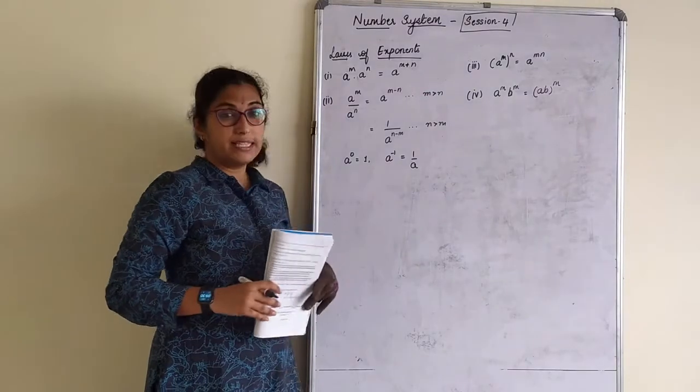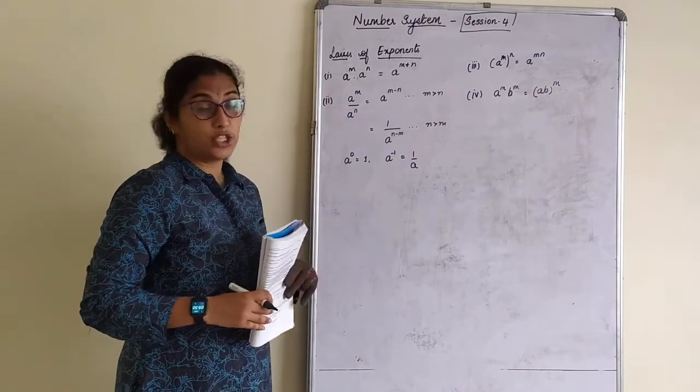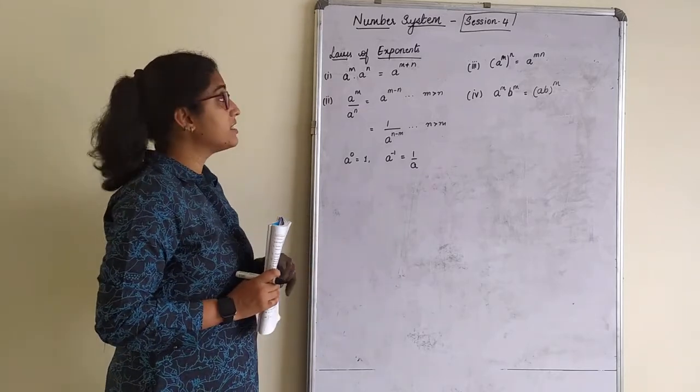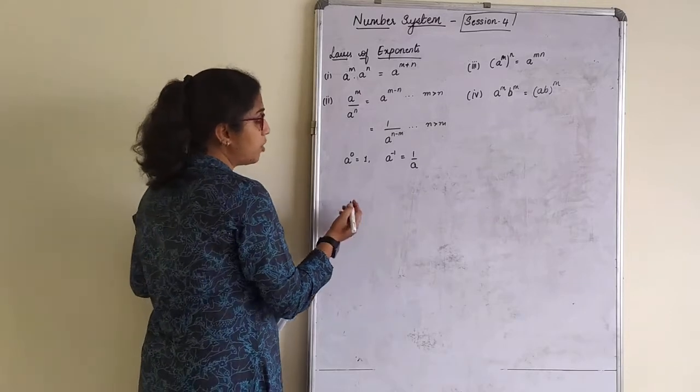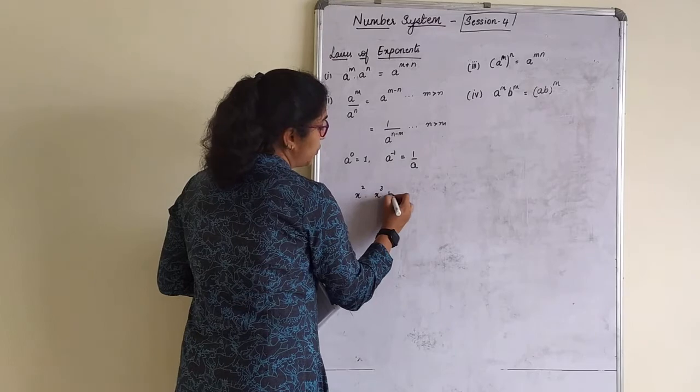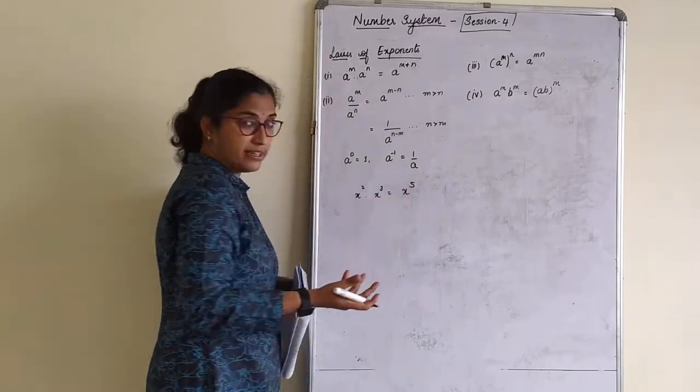Laws of exponents, we have already studied this. I'll just brush up once again. A raised to m into a raised to n, we can write that as a raised to m plus n. Examples we already know. Suppose if I have x square and x cube, what do I write? I write x raised to 5, right?